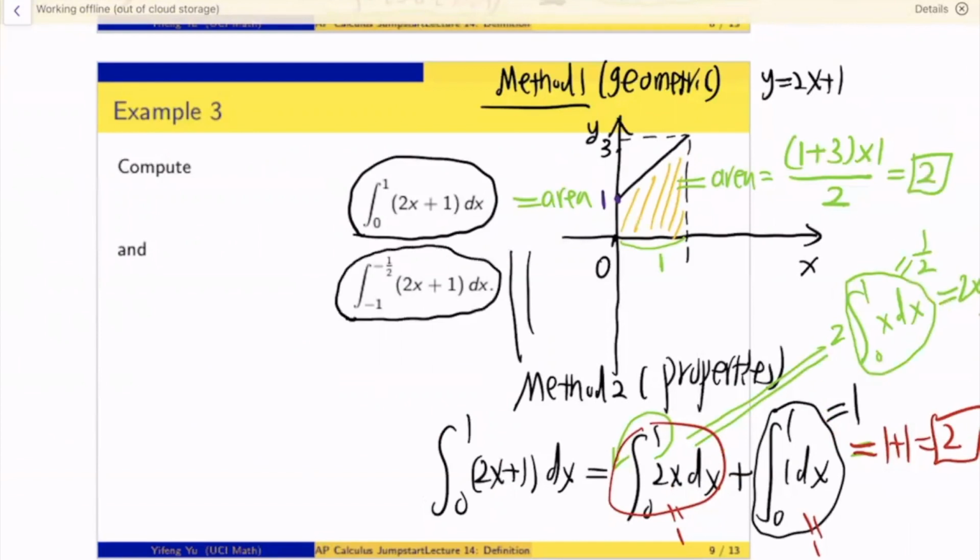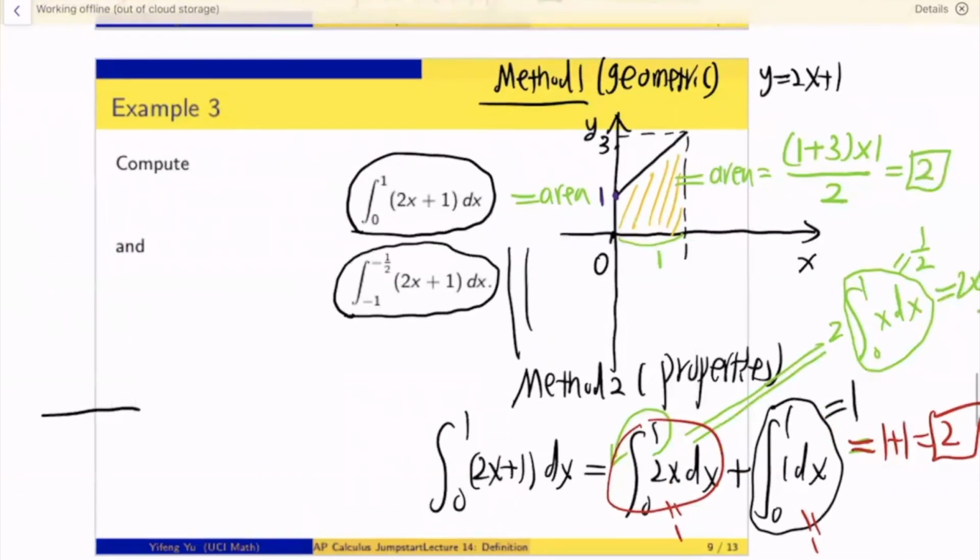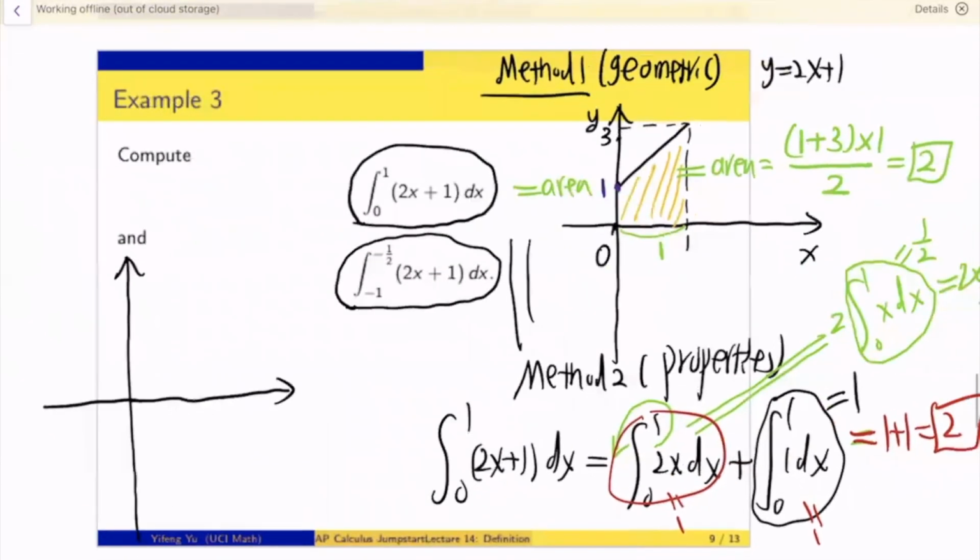Now, let's look at the second one. For this one, we'll just use the geometric way to do it. Here the interval is from -1/2 to 0, where the function is 0 at -1/2, and at 0 it is -1. So this is the graph.